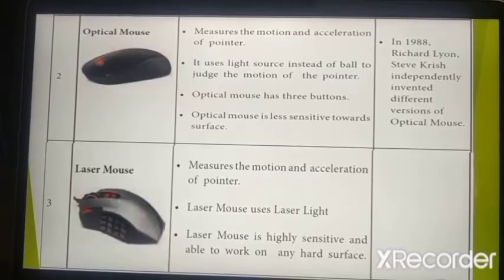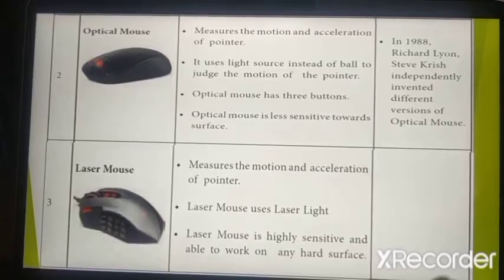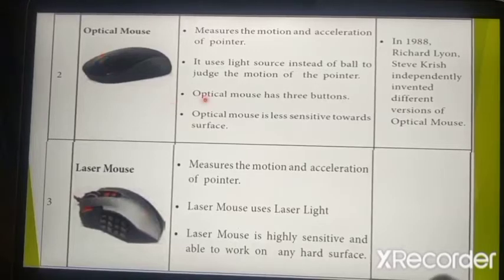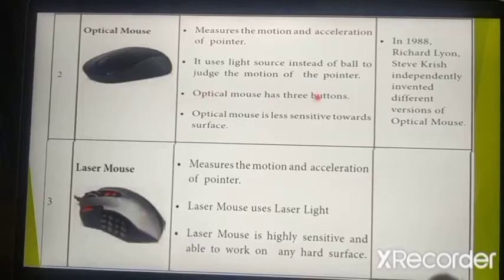Here we have only 3 buttons: left button, right button and middle button. So instead of a ball, here some light is given. It uses light, optical light. So this optical mouse has 3 different buttons.